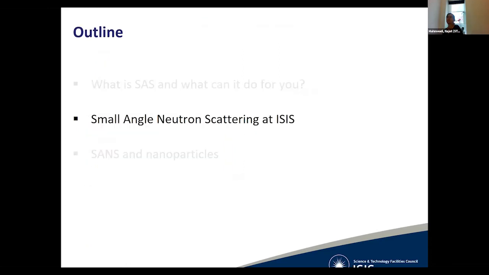So now I'll move to the second part of the talk. So SANS at ISIS. So here is the SANS group. We are 8.5 scientists. So the group is headed by Sarah Rogers. There is quite a variety of expertise in the group.